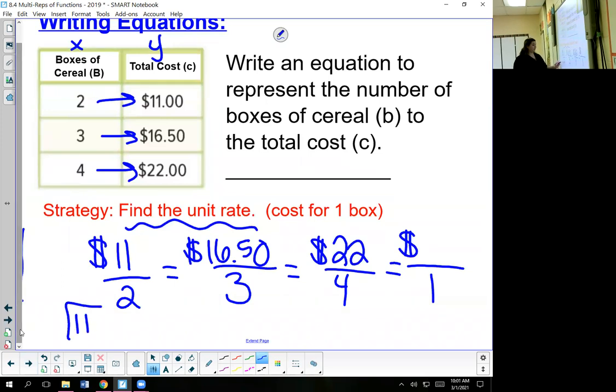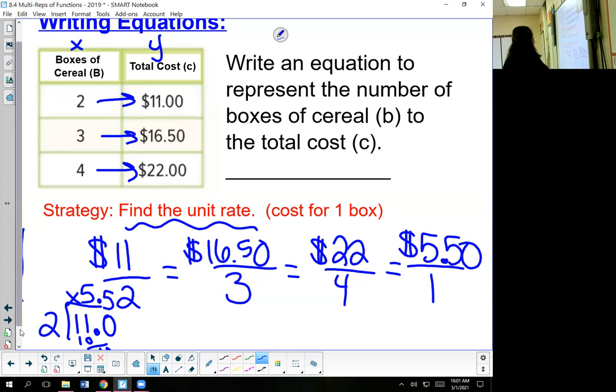Well, if you don't know that, most of you should know that mentally. That's 5. Add a decimal, raise it up, add a 0. That's another 5. 5.5, because this will be a 10, and then this will be a 10. So it is $5.50 for one box of cereal. That would be the same case if you divided this and you divided this. These would all be proportional.